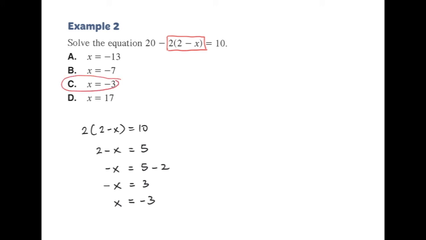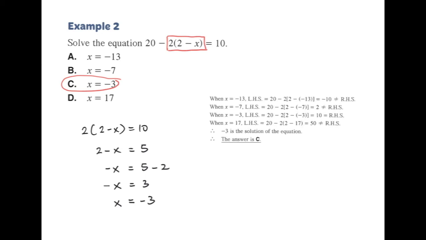You may say you can't figure out the rectangle is 10. Don't worry, we can also solve this equation by substitution. Just substitute the 4 options into the equation one by one to check whether the left-hand side of the equation equals the right-hand side. For example, for option A, we substitute x equals negative 13 into the left-hand side.